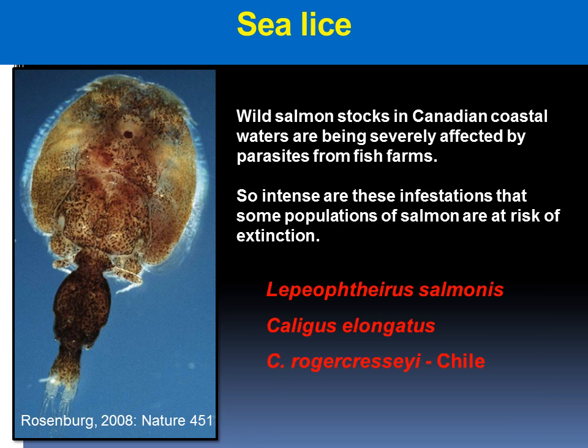The wild salmon stocks in Canadian coastal waters are being severely affected by sea lice parasites from fish farms. So intense are these infestations that some populations of salmon are at risk of extinction. This was given by Rosenberg in 2008, published in Nature. Those sea lice are Lepeophtheirus salmonis, Caligus elongatus and Caligus rogercresseyi.